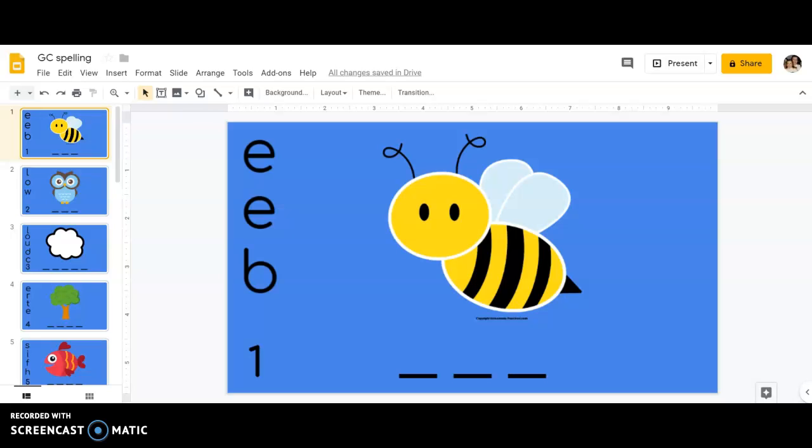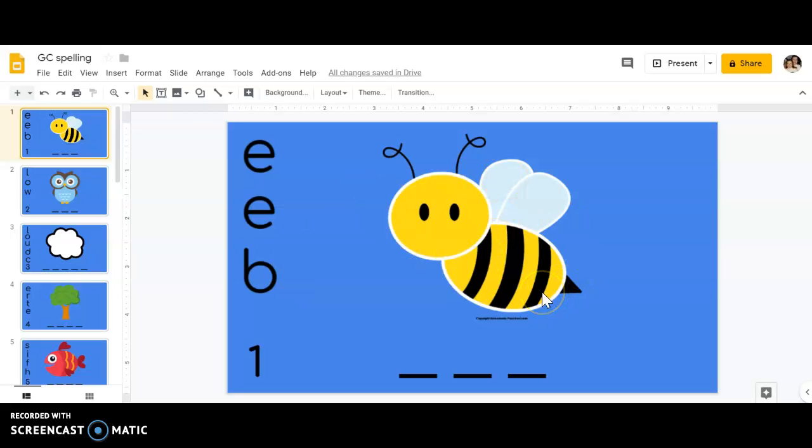Today we're going to be spelling some words in our Google Classroom. Each of the slides has a picture, and then on the other side of the slide, it has the right letters for the spelling, but they're all mixed up. You're going to have to figure out how to put them in order to spell the word. Let's do a couple together.